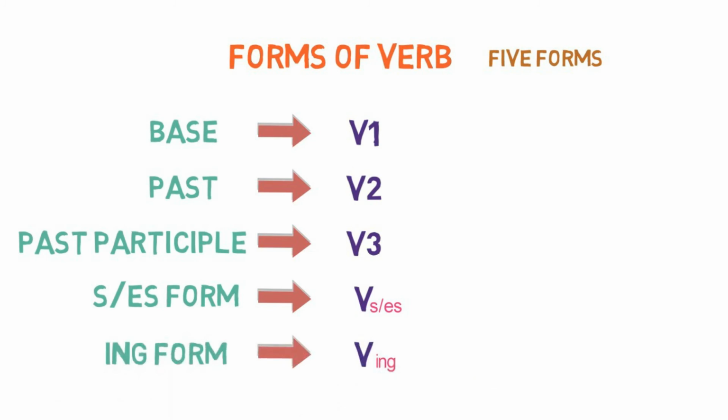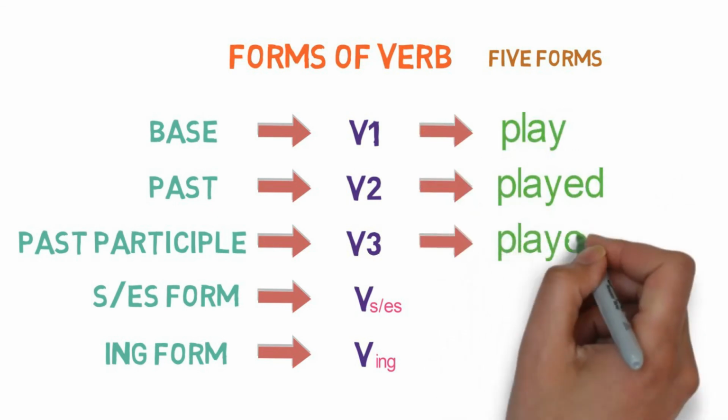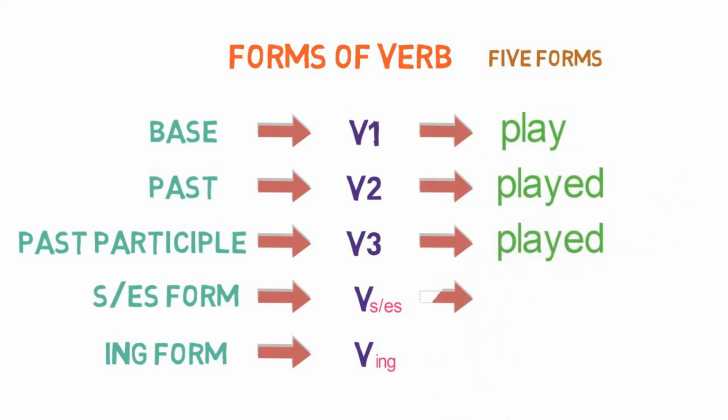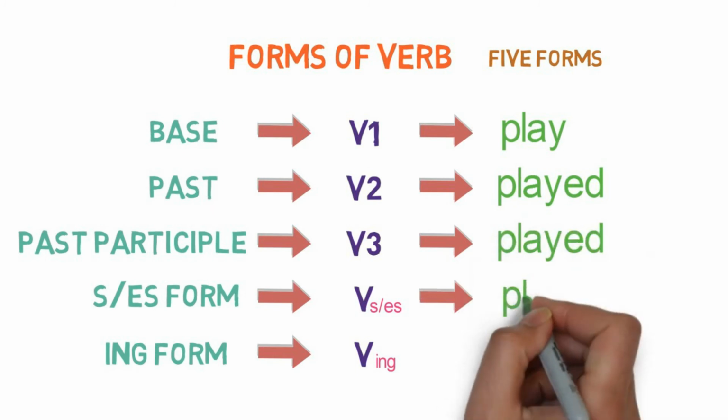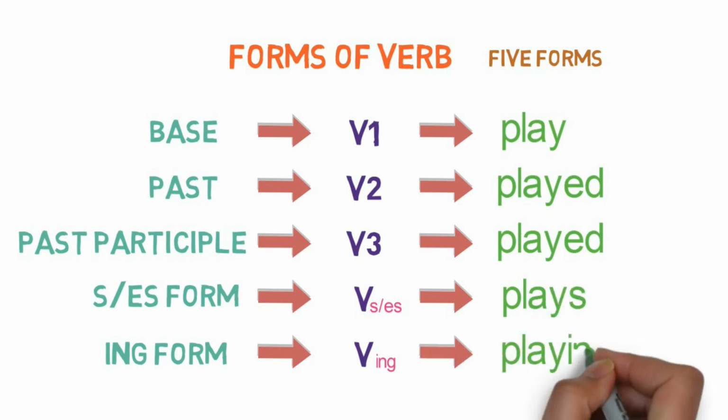Let's look into an example of the verb play. The base form of play is play. In the past form, it is played, and in the past participle, it is played. In the S/ES form, it is plays, and in ING form, it is playing.